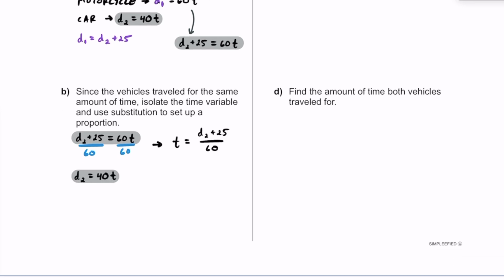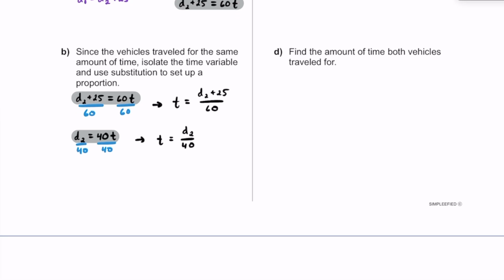Now here is our equation for our car, and to isolate the time here, we can go ahead and divide both sides by 40. If we do that, we can see that this time would be equal to distance 2, or d2, divided by 40. All right, cool. Now we know that the time is the same for both vehicles.